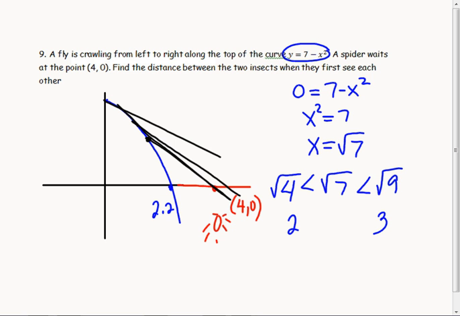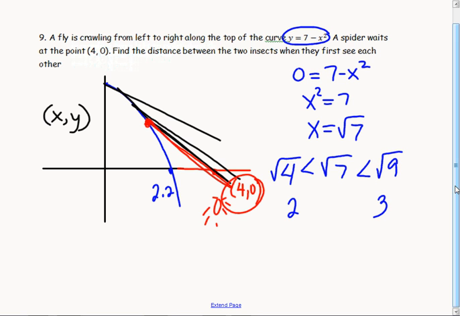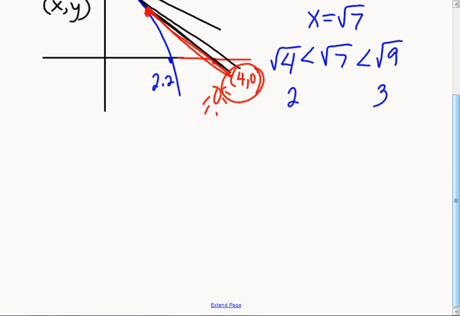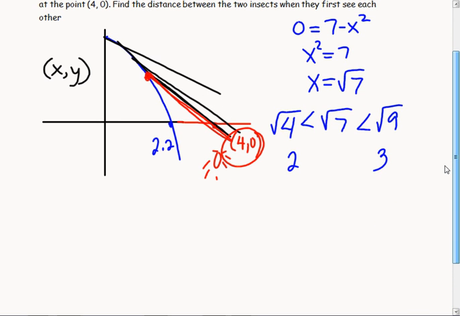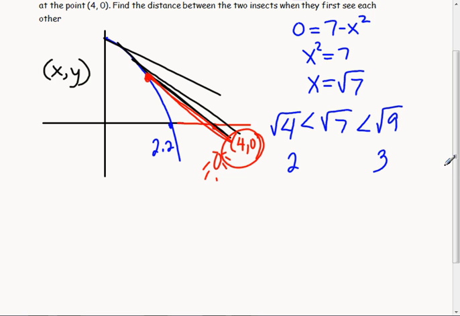My picture's not great. What's that ordered pair? It's x, y, right? So now I just got to figure out something, because I want to find the distance between this point where he first sees the fly, or the spider, and this point at 4, 0. Well, I need to know what x and y are, so I need to have an equation to solve. There's got to be something I can say that's true about this. Remember, this is a calculus class. I know slopes. Can I find the slope between x, y, and 4, 0?